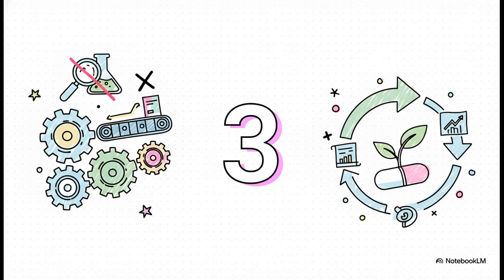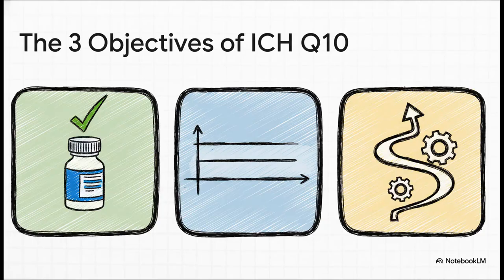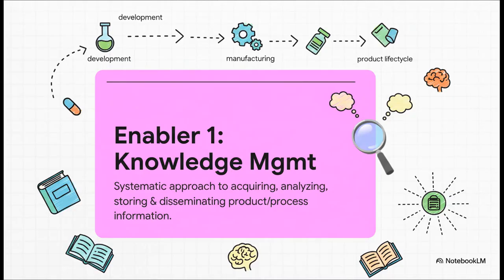The whole Q10 model is designed to do three main things. First, achieve product realization, which, put simply, means can you consistently deliver a safe and effective product that patients can rely on? Second, establish and maintain a state of control. Are your processes stable, predictable, and reliable, batch after batch after batch? And third, facilitate continual improvement. This is huge. Are you always learning and finding ways to make everything, the product, the process, the system, even better?